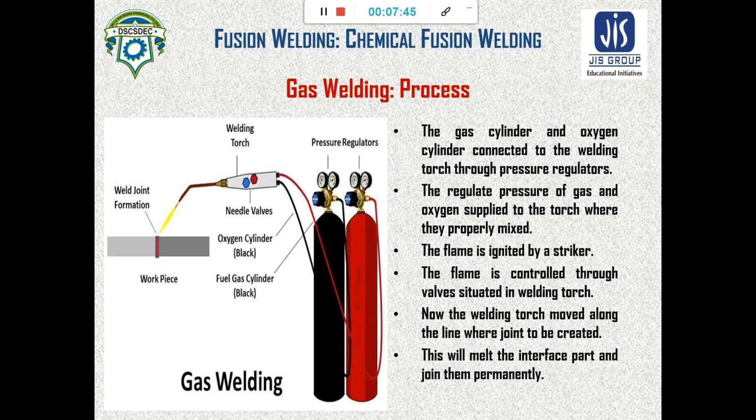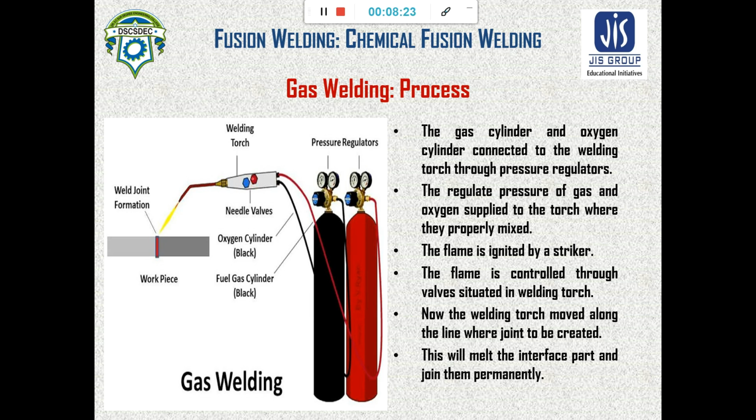See in this figure, the oxygen cylinder, that is our red cylinder, and the acetylene cylinder, that is our black cylinder or fuel cylinder. We control the pressure by the pressure regulator, and by using the welding torch and needle valve, we control the flow of oxygen and fuel gas. By controlling the flow of oxygen and fuel gas, we can have different types of flame that we will see in the next lecture.